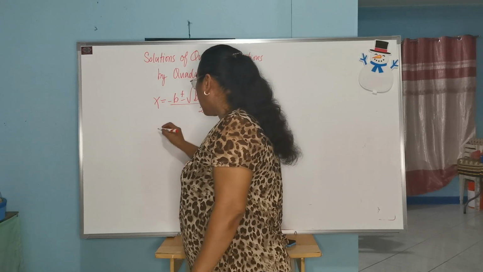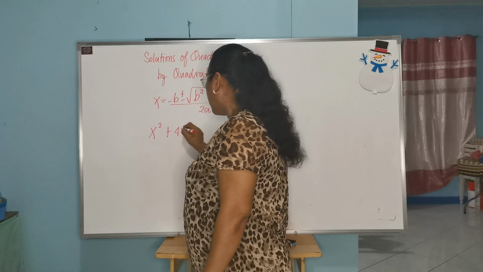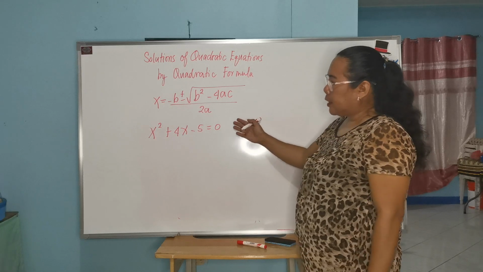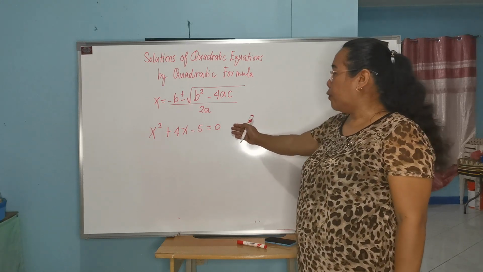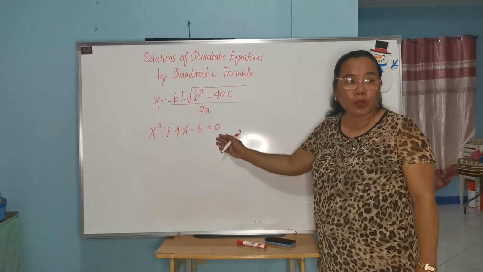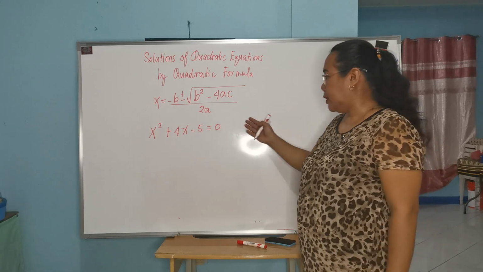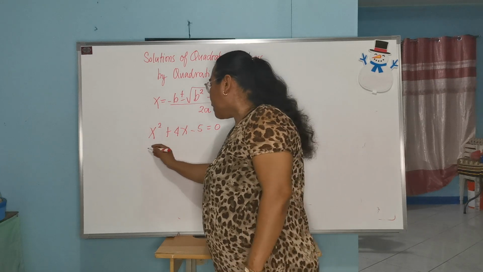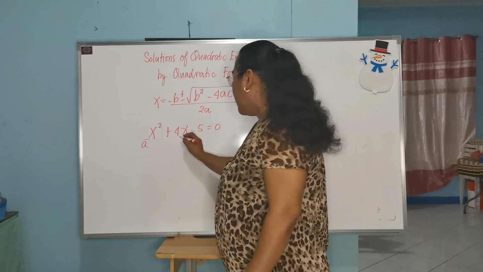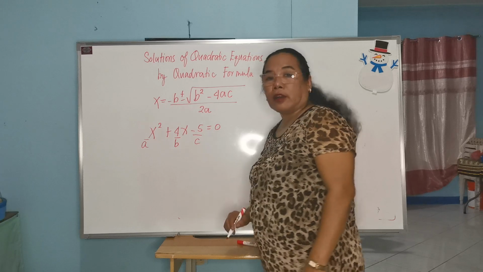Okay? So let's go back to the first example. x squared plus 4x minus 5 is equal to 0. Notice that this equation is already in the standard form. Otherwise, if your equation is not yet in the standard form, then you have to transform it into the form ax squared plus bx plus c is equal to 0. Okay, so let's identify our a. Your a is the numerical coefficient of your x squared. Your b is the numerical coefficient of x. And your c is our constant.